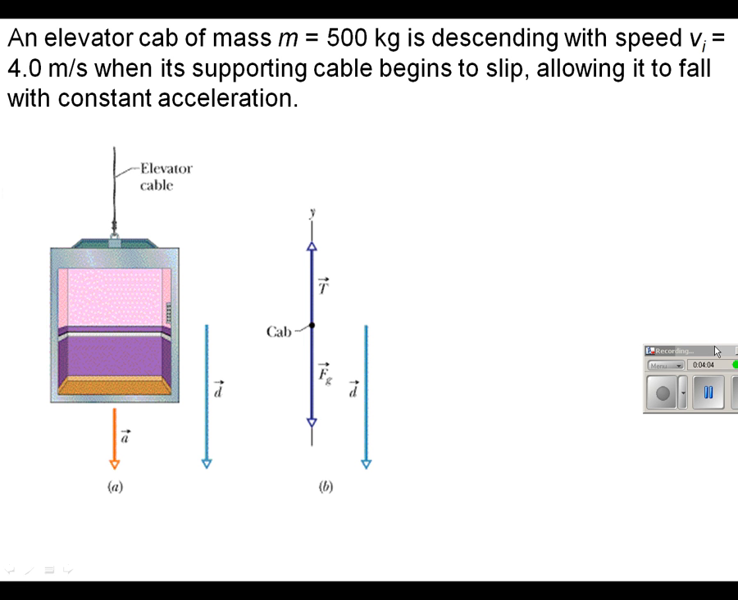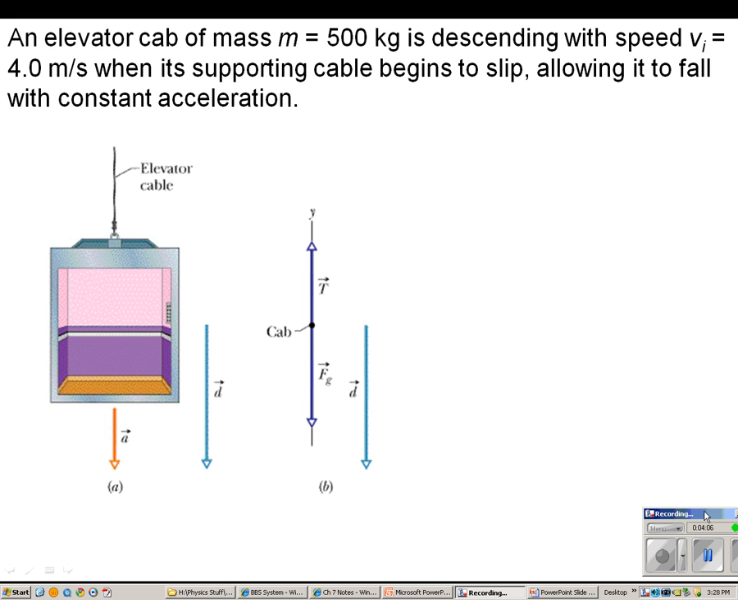So here's an example of an elevator. An elevator cab of mass 500 kilograms is descending with an initial speed of 4 meters per second when its supporting cable begins to slip, allowing it to fall with a constant acceleration.